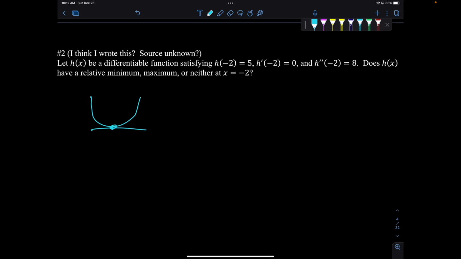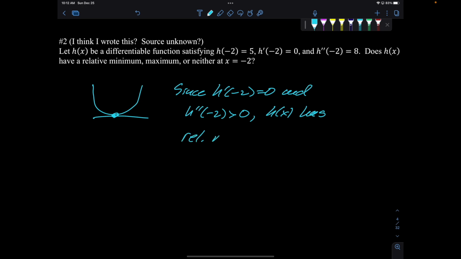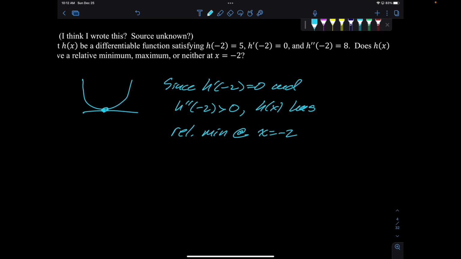So I'm going to say, since h prime of negative 2 equals 0, and h double prime of negative 2 is greater than 0, h of x has a relative minimum at x equals negative 2. Often you don't cite the second derivative test, but I'm going to say by second derivative test. Because, I mean, that's why.